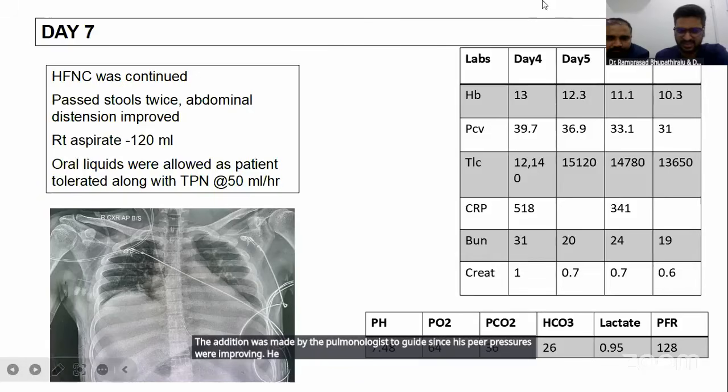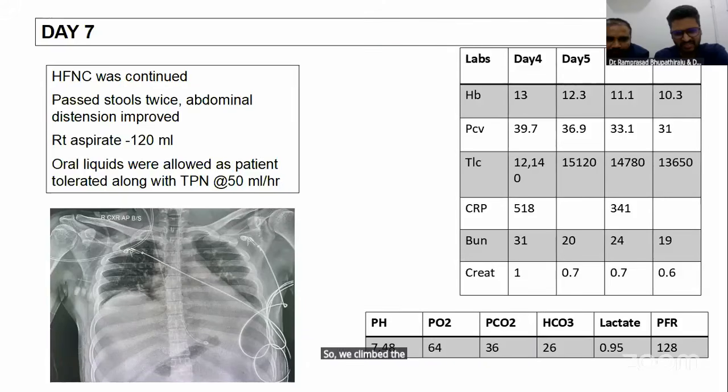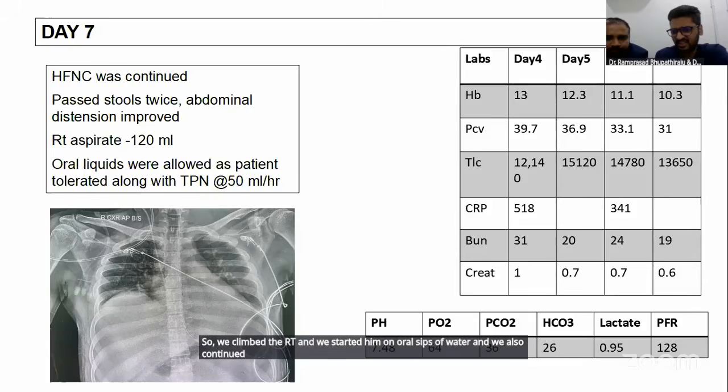He passed stools twice, and the abdominal distension also decreased on day 5. So, RT on the day, sorry, day 7. The RT aspirate for day 6 is just 120 ml. So we clamped the RT and we started him on oral sips of water, and we also continued TPN.